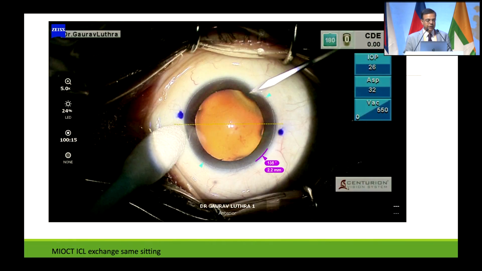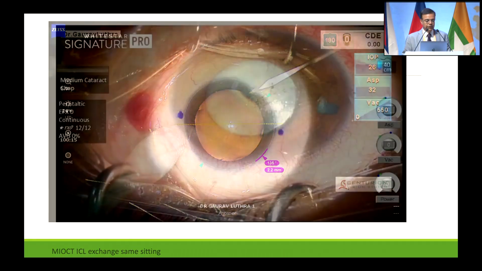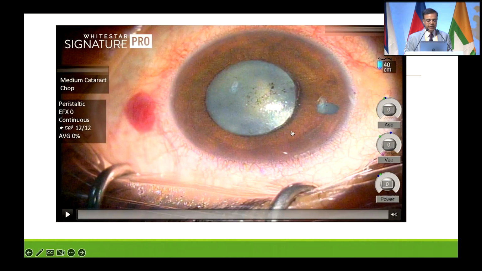Now this happened to us about 2 years back, and after that what we started doing is that we order 2 sizes for each patient, and on IOCT we decide whether the vault is to our liking or not. If we find that the vault is either too high or too low, we can downsize or upsize the lens. So that has helped us give our patients a better result.